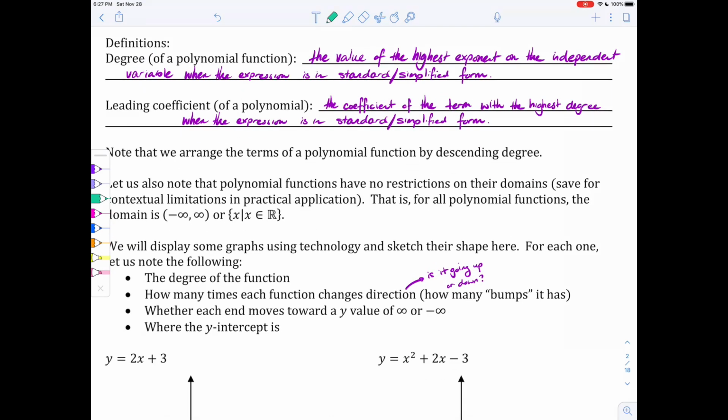The leading coefficient is the coefficient of that term that has the highest degree. So if we have a polynomial function of degree 5, we're looking at the coefficient of the term where x is to the power 5. Or if we have a polynomial function of degree 2, we're looking for the coefficient of x squared. That's what the leading coefficient is. And if this thing is in proper form or a standard form, then we're going to be arranging the terms by descending degree.